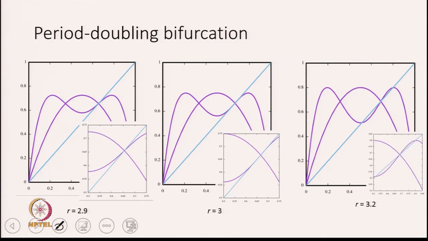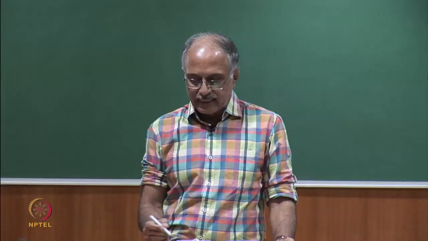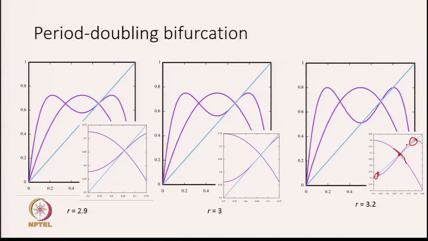At r is equal to 3.2, actually just immediately after 3, but it is easier to see if you are a little further away from the bifurcation point, f of x has the old intersection, f2 of x has this intersection of course, but it also has two new intersections. And these two intersections are purely period 2 points. They are intersections of f2 of x with the diagonal. They are not period 1 points. So, this is a prime period 2 orbit.